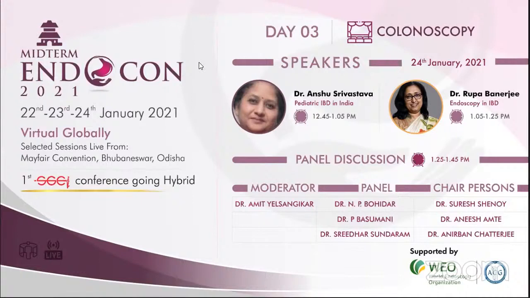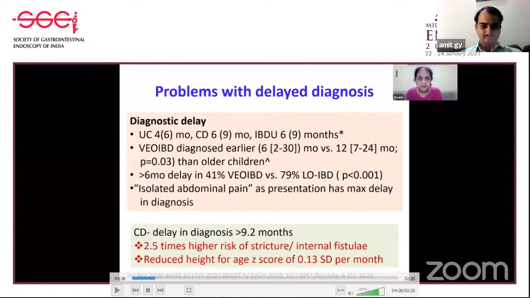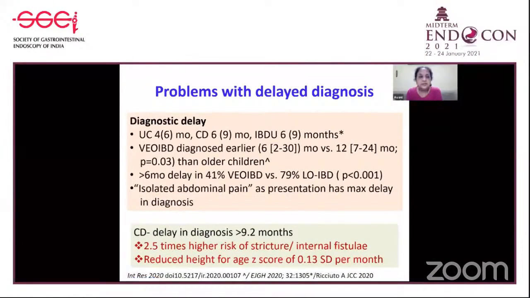The problem is that children who present to the OPD with isolated abdominal pain as the only symptom often have a maximum delay because no one suspects Crohn's disease. It has been shown from the AIG data that more than 6 months of delay is seen in 40% of very early onset IBD and 80% of late onset, or older, children with IBD. In contrast, in the multicentric data, it was about 4 months delay for ulcerative colitis and 6 months for Crohn's disease.